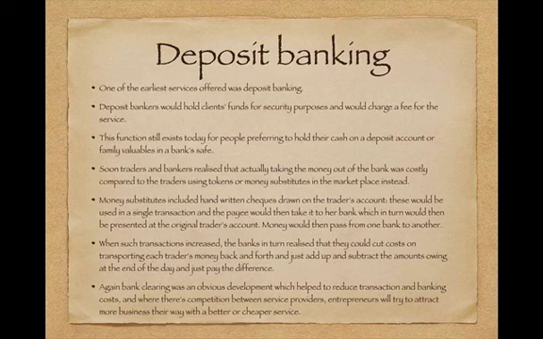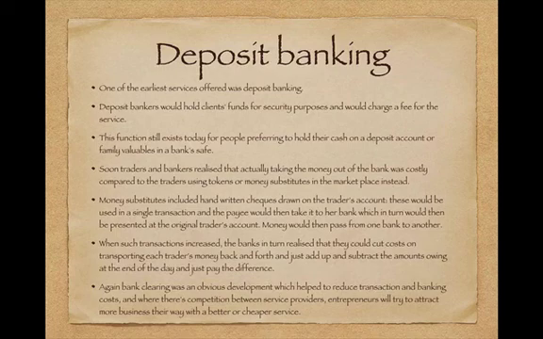Now, soon traders and bankers realized that actually taking the money out of the bank was costly compared to the traders using tokens, or what we call monetary substitutes, money substitutes in the marketplace instead. Money substitutes included handwritten checks drawn on the trader's account. These would then be used in, say, a single transaction, and the payee, the person that you've just paid the check to, will then take it to her bank, which would in turn present that check at the original trader's account. Money would then pass from the first bank to the second, right, from the drawers to the payees.